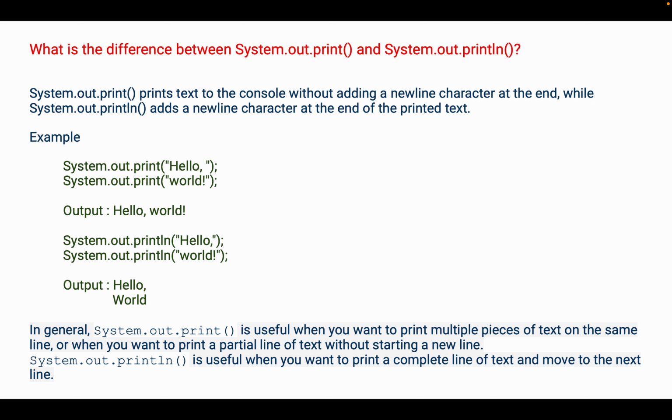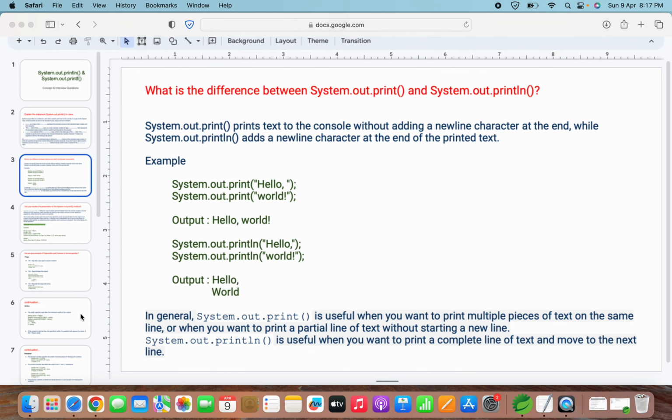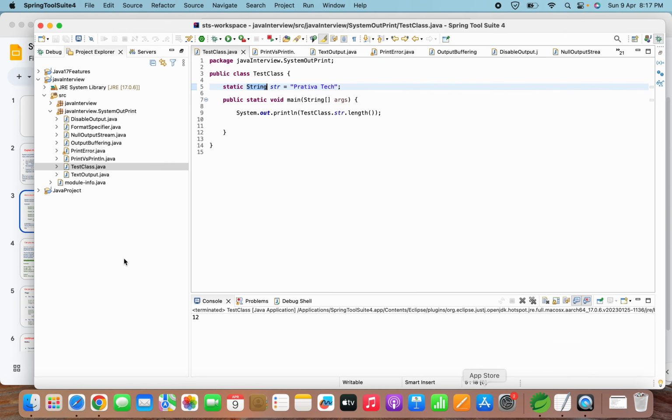So in general, System.out.print is useful when you want to print multiple pieces of text on the same line, or when you want to print a partial line of text without starting a new line. Whereas System.out.println is useful when you want to print a complete line of text and move to the next line. Okay, so let's see the working example for this.